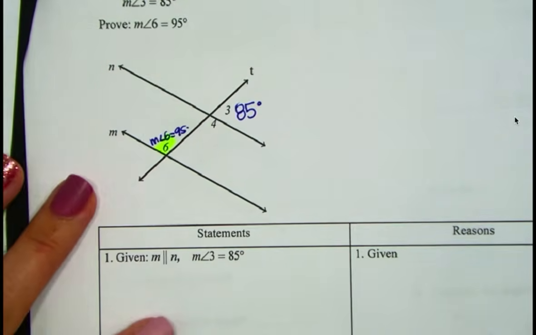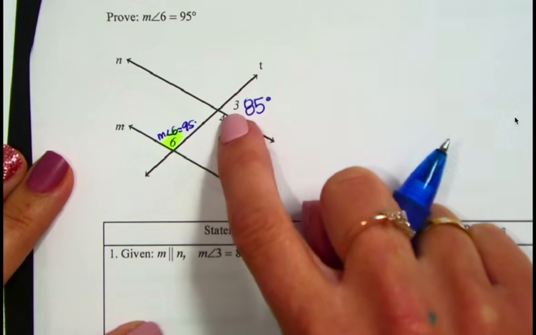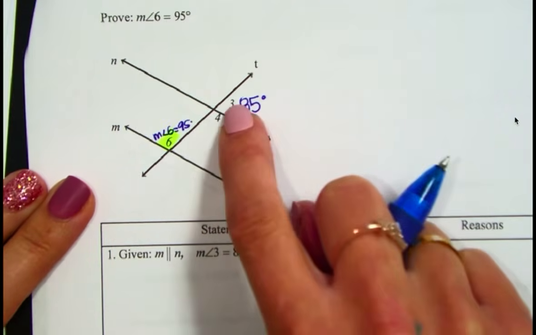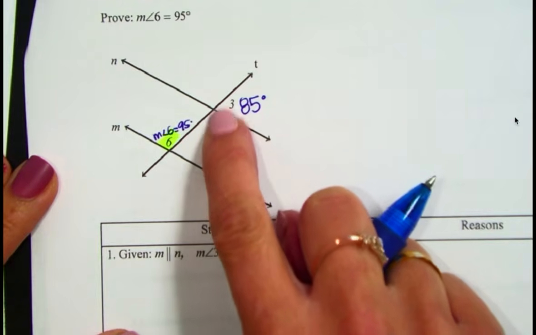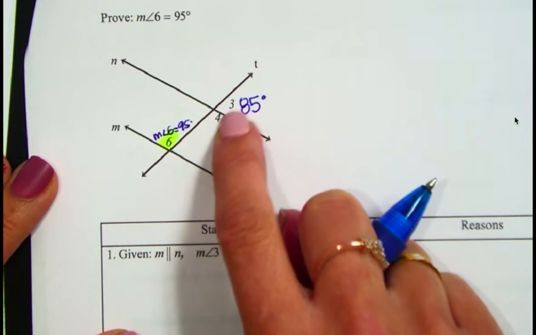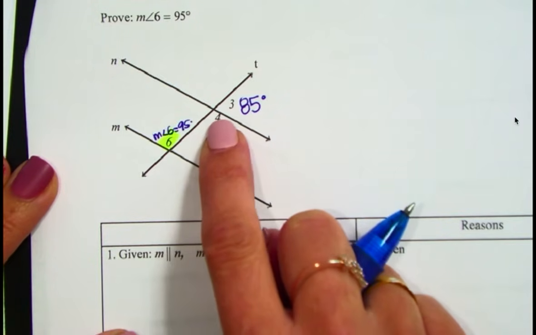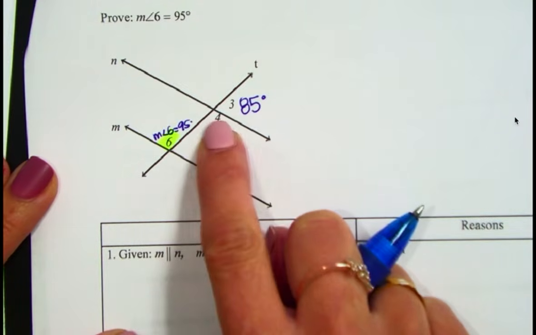Okay, so what we're going to do is we're going to use the 85 degrees and understand that angle 4 and angle 3, because they wrote in the angle 4, we're going to use that. They have a relationship. Angle 3 and angle 4 are a linear pair, so we know they add up to 180. So I'll be able to find angle 4. Once I have angle 4, I'll be able to find angle 6 because they're alternate interior angles.